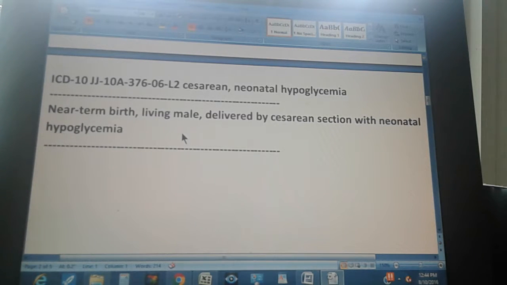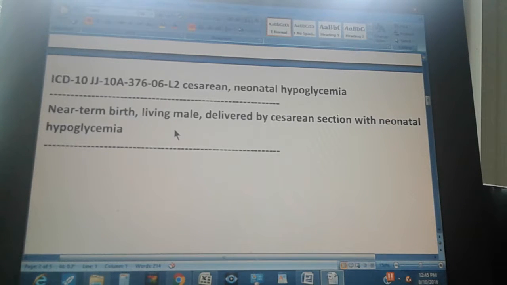Near-term birth, living male, delivered by cesarean section with neonatal hypoglycemia. Near-term birth, which means close to the 9 months, but not exactly. A living male, a boy, delivered by cesarean section, not by vaginal delivery, but by cesarean section, with neonatal hypoglycemia, which means that the baby comes out with hypoglycemia. So it has low glucose in the blood, right?